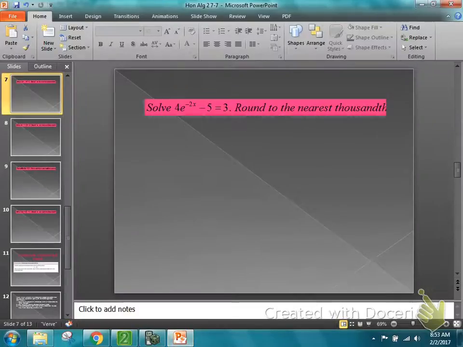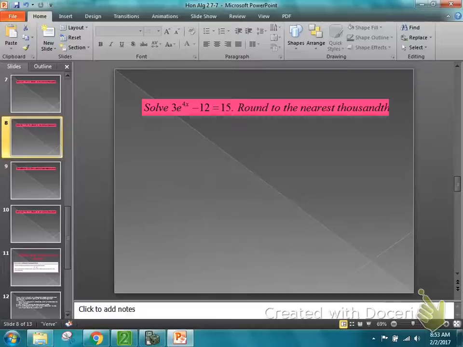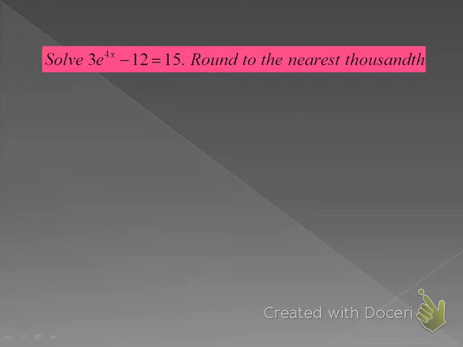As you can see, you got a question sneaking up on you real quick. It's going to be your first problem to solve. Let me find the current slide. There we go. So this one's for you. You have 3 times e to the 4x minus 12 equals 15. Just round to the nearest thousandth.